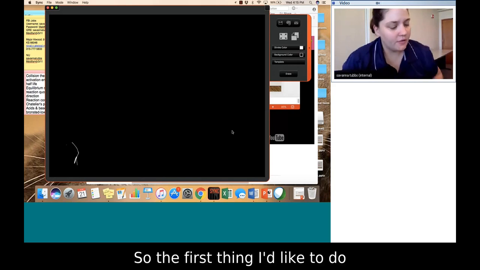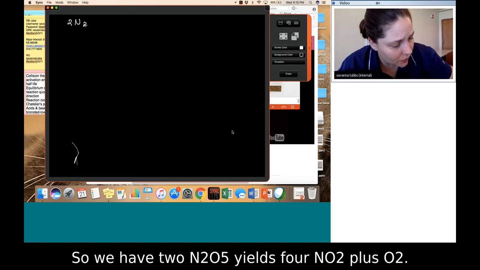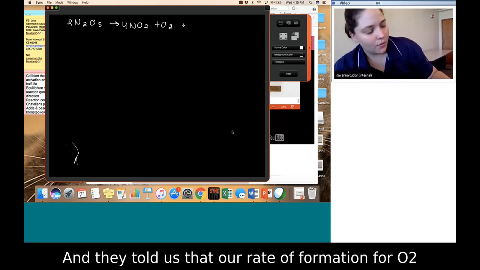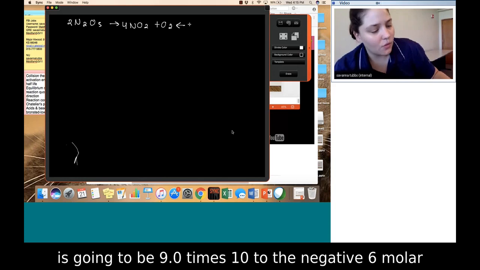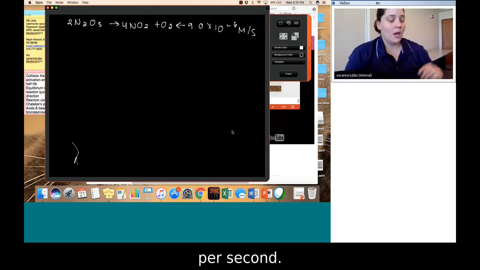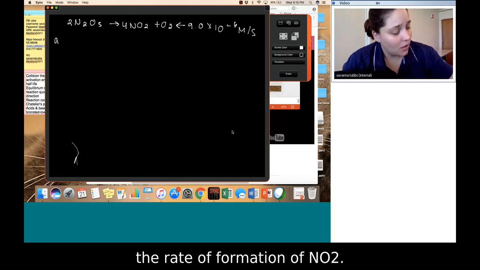All right, so the first thing I like to do is just to write out what my reaction is. So we have 2N2O5 yields 4NO2 plus O2, and they told us that our rate of formation for O2 is going to be 9.0 times 10 to the negative 6 molar per second. And so for part A, they want us to determine the rate of formation of NO2.